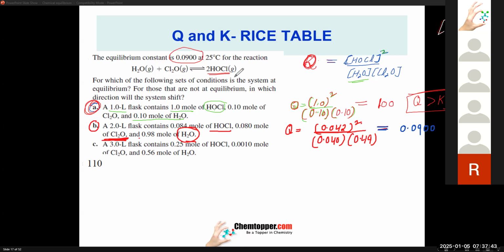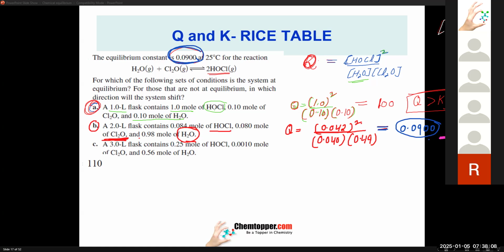Is this Q greater than K or less than K or equal to K? All of you please type. Look at the value of Q and K. Q is equal to K. Any shifting here? Yes, Ria, any shifting? No shifting. System is in equilibrium. No shifting.